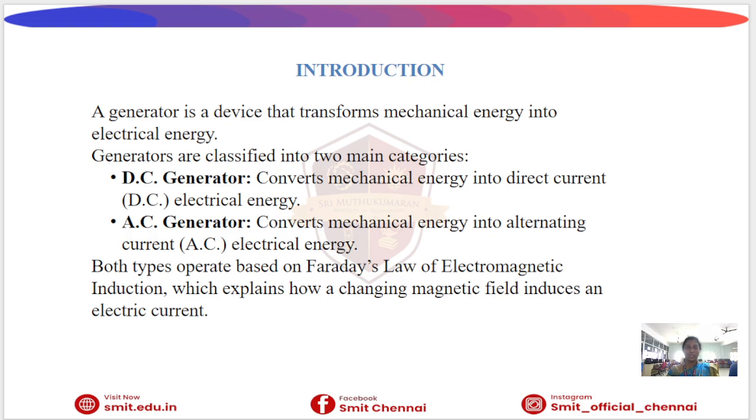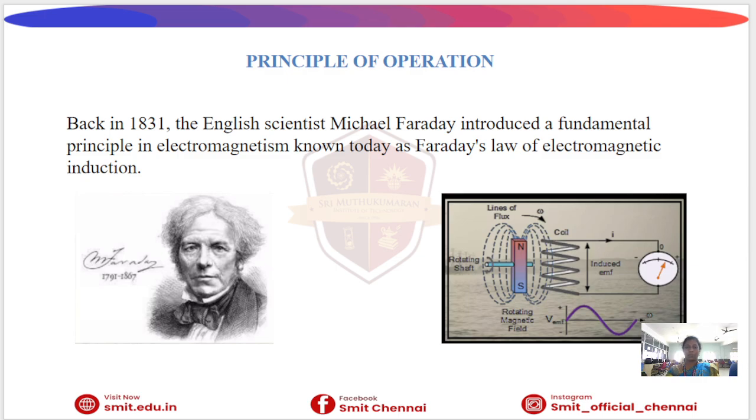Both AC and DC generators operate based on Faraday's law of electromagnetic induction. When a conductor moves in a magnetic field, an electric current is induced in the conductor. So the machine that converts mechanical energy into electrical energy is called a generator.